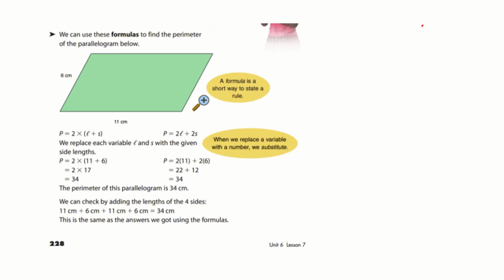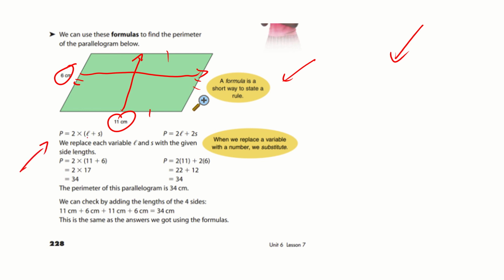So here we go. It says we can use the formulas to find the perimeter of the parallelogram below. So here we have 6 centimeters and 11 centimeters. So what I'm going to do is actually draw 2 slashes here and 2 slashes here and 1 here and 1 here. What this suggests is that it's 11 centimeters here, it's going to be 11 centimeters here, and if it's 6, it's going to be 6 over here. It says here, this is kind of important, a formula is a short way to state a rule. So I have P equals 2 times the long plus short. That's what I've done. So P equals 2 times L plus S.